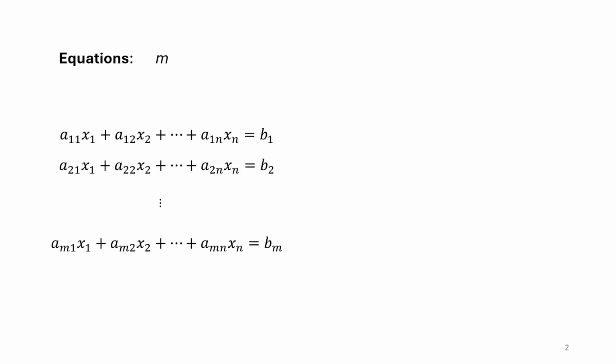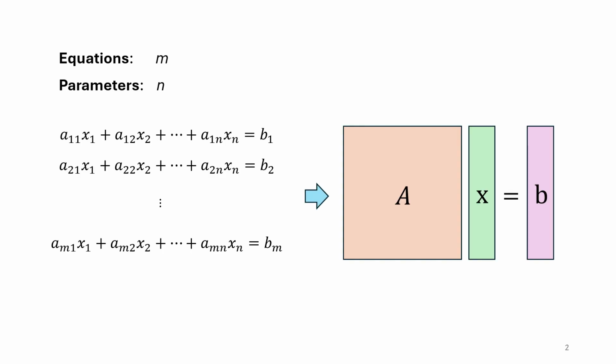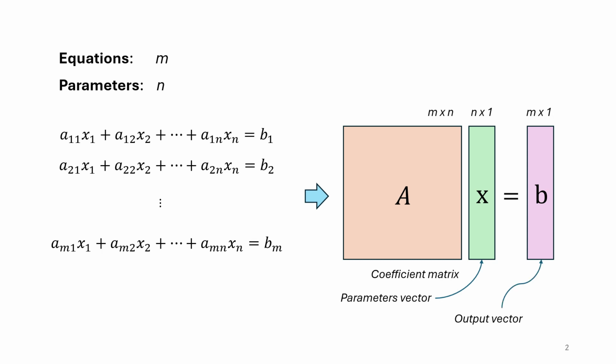Let's say we have a system of equations comprising m equations and n unknowns or parameters. We can write this system in a matrix vector form where A is an m by n coefficient matrix, X is a parameter vector of size n by 1, and B is an m by 1 output vector.